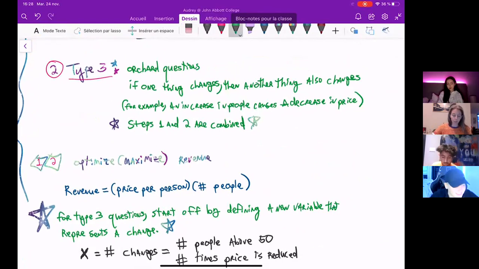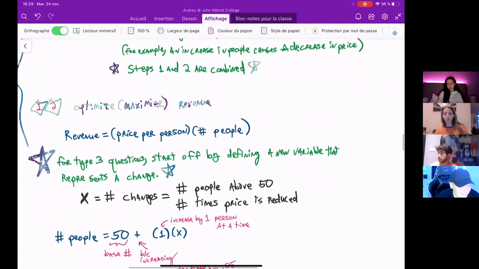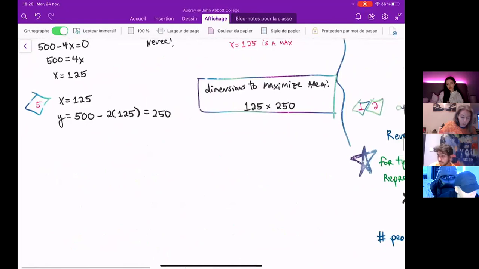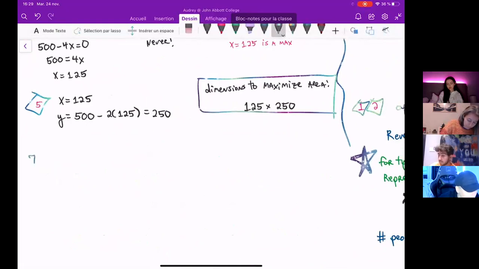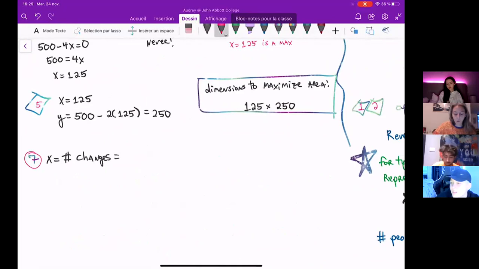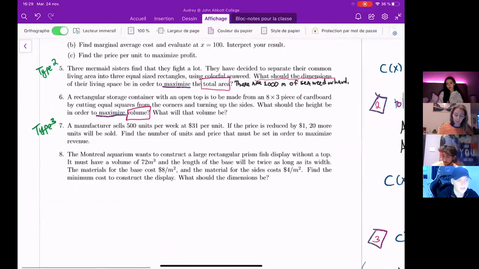So in this test question, we have steps 1 and 2 combined, but we also said for type 3 questions, we want to start off by defining a new variable that represents a change. So before I do anything, I'm going to define my new variable. Here we're working on question 7, and I'm just gonna start off by saying X is equal to the number of changes. But then I want to think about that in the context of this question. What are the things changing in this question?